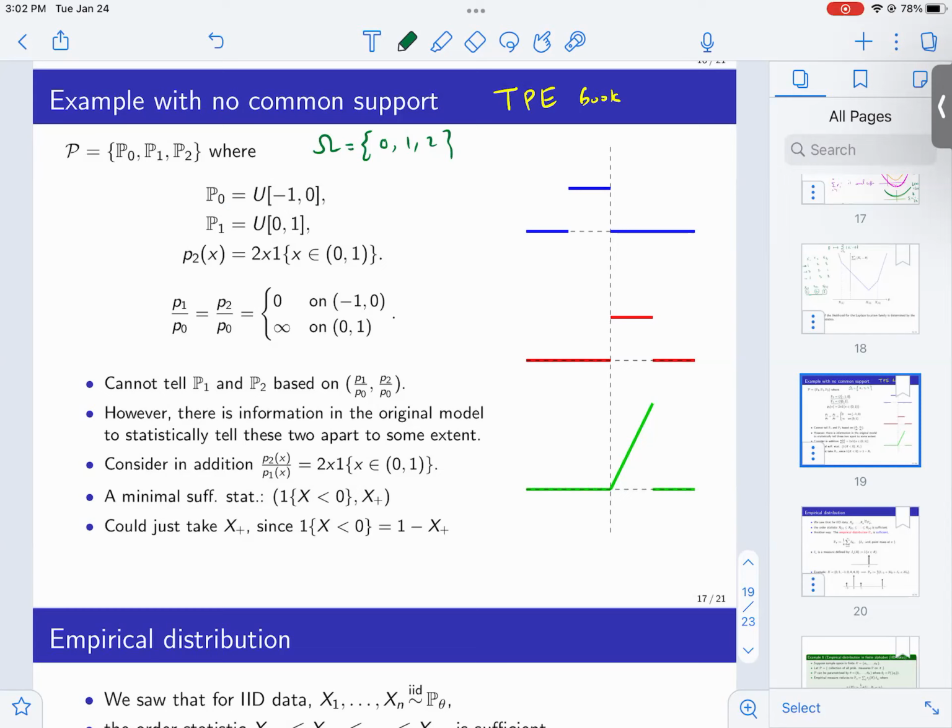So P0 is uniform on -1 to 1. So that's the density. P1 is uniform on 0 to 1, again 0, 1, and this is 1. And the last one has that density with respect to the Lebesgue measure. So like 0, and it goes up at 1, and then it would be like 2 here. And you can verify that the 2 is there for the normalization. Okay. The area under this has to be 1.